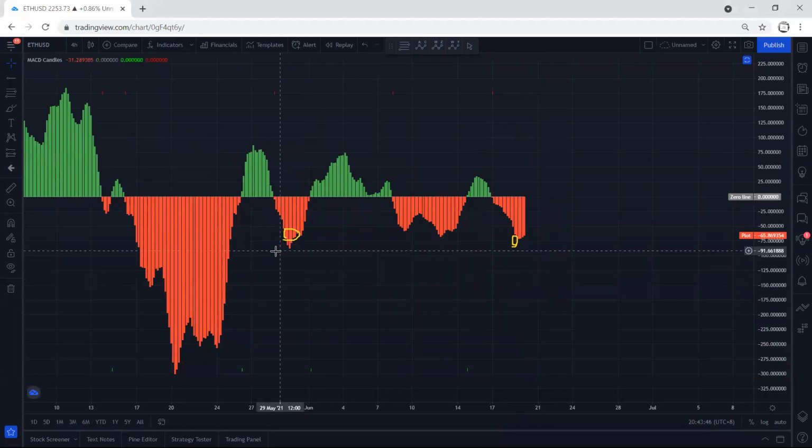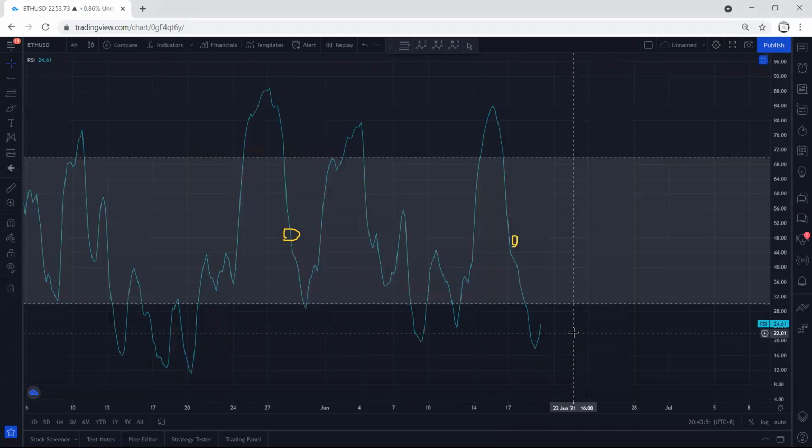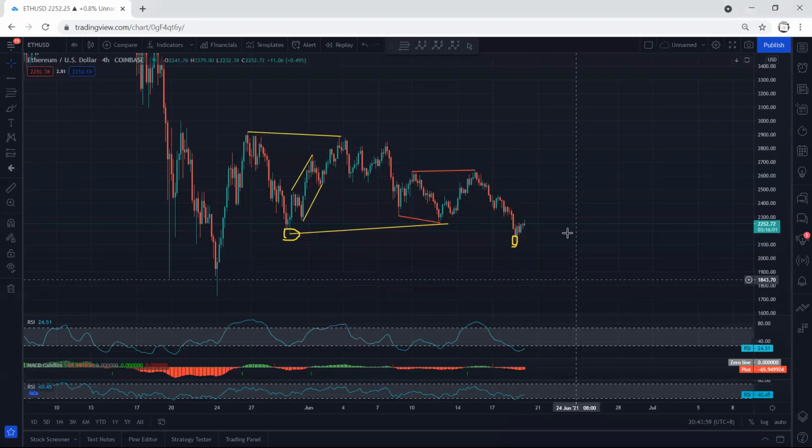First thing, MACD shows us a divergence, but the other indicator doesn't show me the divergence. We have different results because we are in the corrective move based on the bigger time frame. Okay, that's why we cannot confirm. And the second thing, what I can see here is a really corrective move.